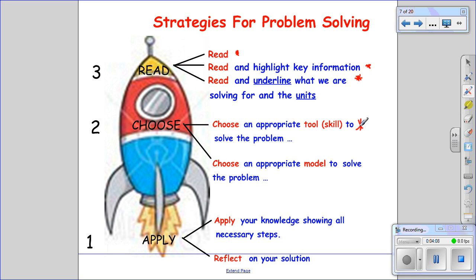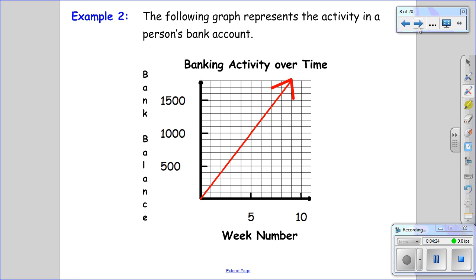Then we need to think about what tools or skills have I learned that are going to help me to solve this problem, and what's an appropriate way to model it. And step 1 in our blast-off strategy is to apply our knowledge and our skills and reflect on our solution.